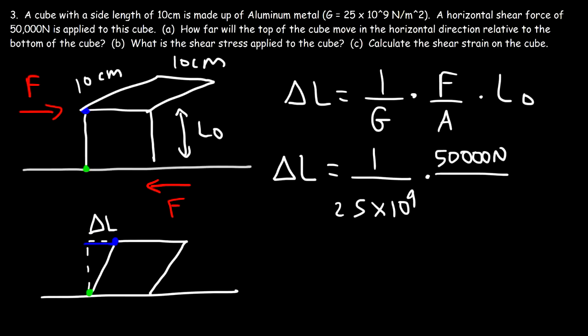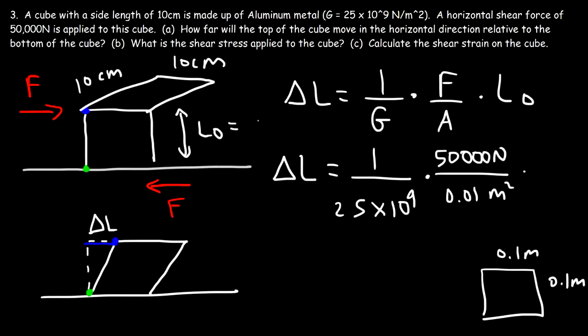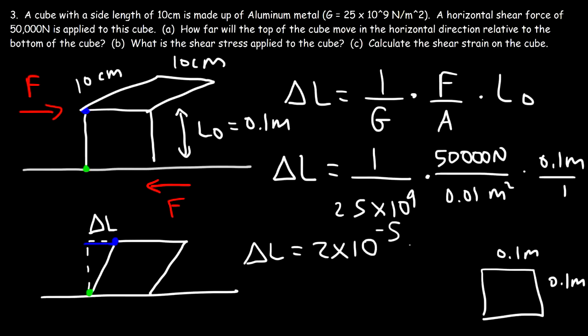10 centimeters is 0.1 meters. You've got to divide it by 100 to convert it to meters. So the length and the width is both 0.1 meters. So the area, which is 0.1 times 0.1, that's 0.01 square meters. And L0 is also 10 centimeters, which is 0.1 meters. So it's going to be 50,000 times 0.1 divided by 25 times 10 to the 9 divided by 0.01. So the change in length is very, very, very small. It's 2 times 10 to the minus 5 meters.